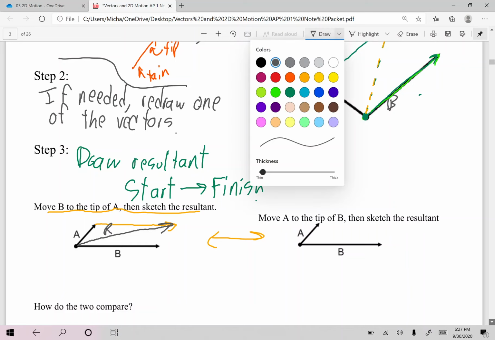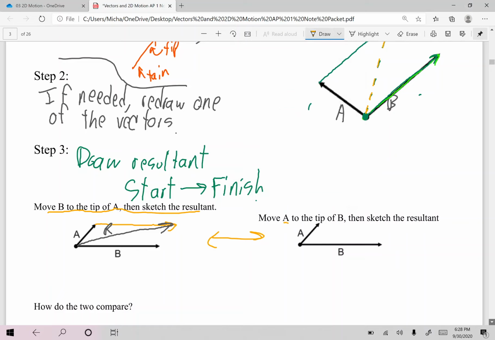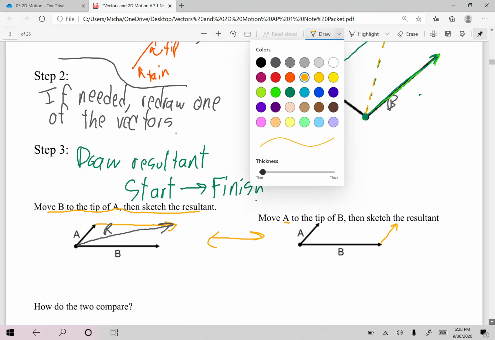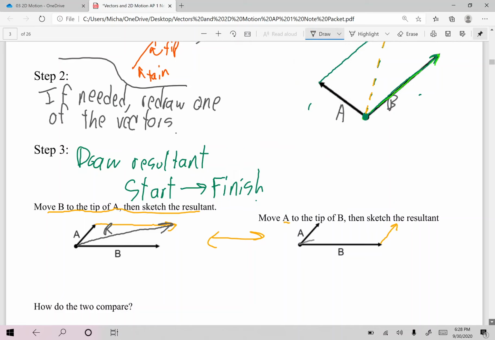Now, let's do the opposite. I'm going to move A to the end of B, right? Move A to the tip of B. So I'm just going to redraw A, but over here. Again, exact same length, exact same direction. And then I'm going to redraw that resultant from start to finish. Label it R. Okay, how do these two resultants compare?